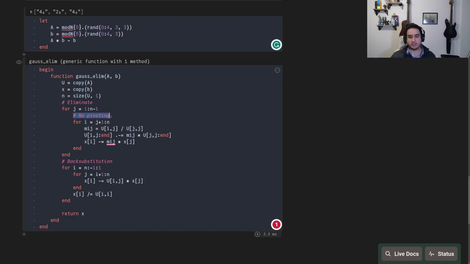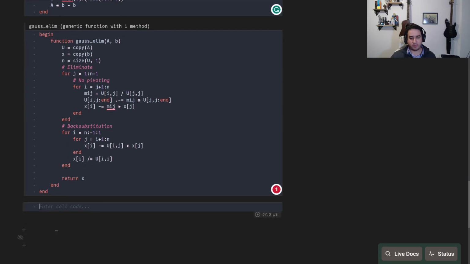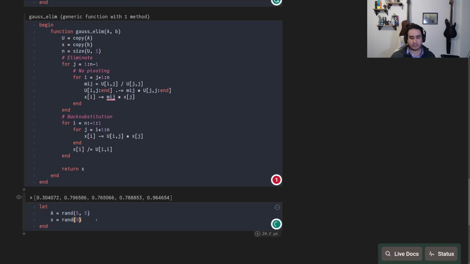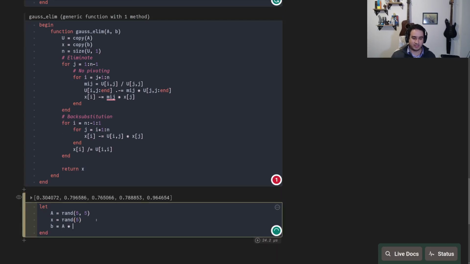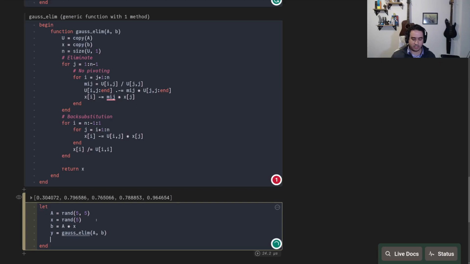The algorithm has no pivoting, so I am assuming a lot of things, as you might know. Let's try with a random matrix to see if this works. So I'm creating a matrix A, a vector X. We create B equals A times X. And when we call Gauss elim, this should be our solution, and I can compare X and Y.